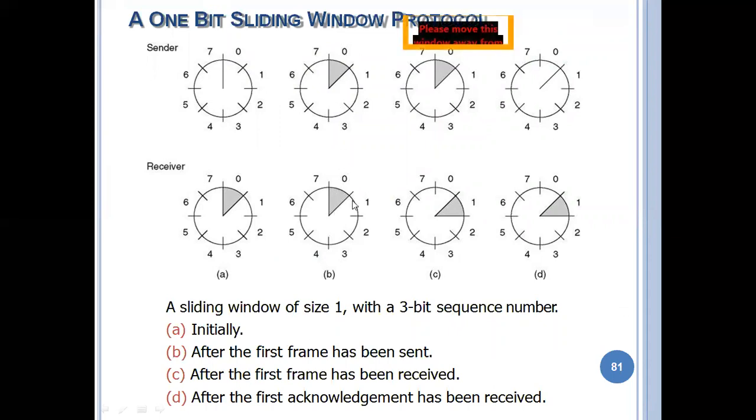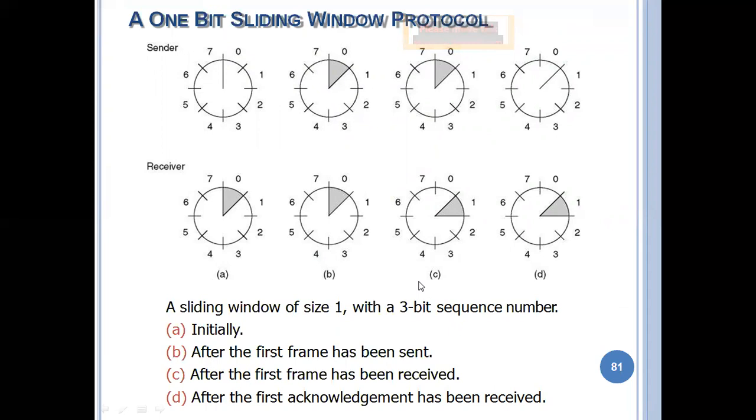Initial, then the first frame has been sent, after the first frame has been received by the receiver, next the receiver sends the first acknowledgement to the sender. So this one is a very important diagram in the sliding window protocol. Please note it down and practice on this, right guys?